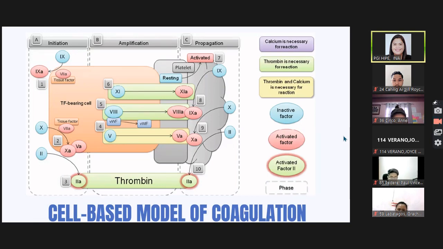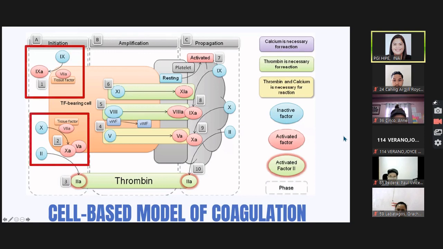So this one has a lot of information. Due to the complexity and dynamic nature of hemostasis, which cannot be portrayed by the classical pathway, we have the cell-based model of coagulation. It is usually composed of three phases. So remember the three phases. We have the initiation, amplification, and propagation.